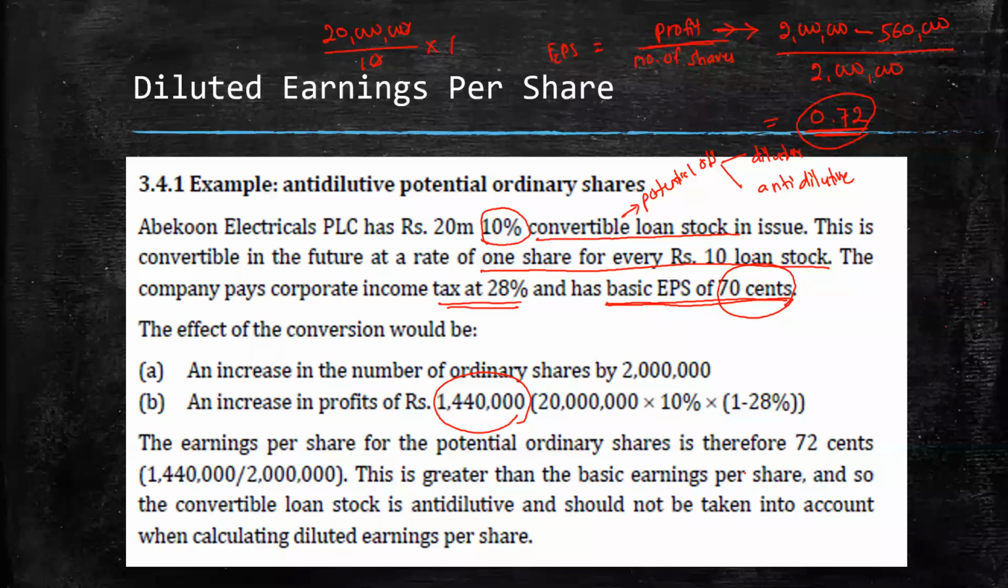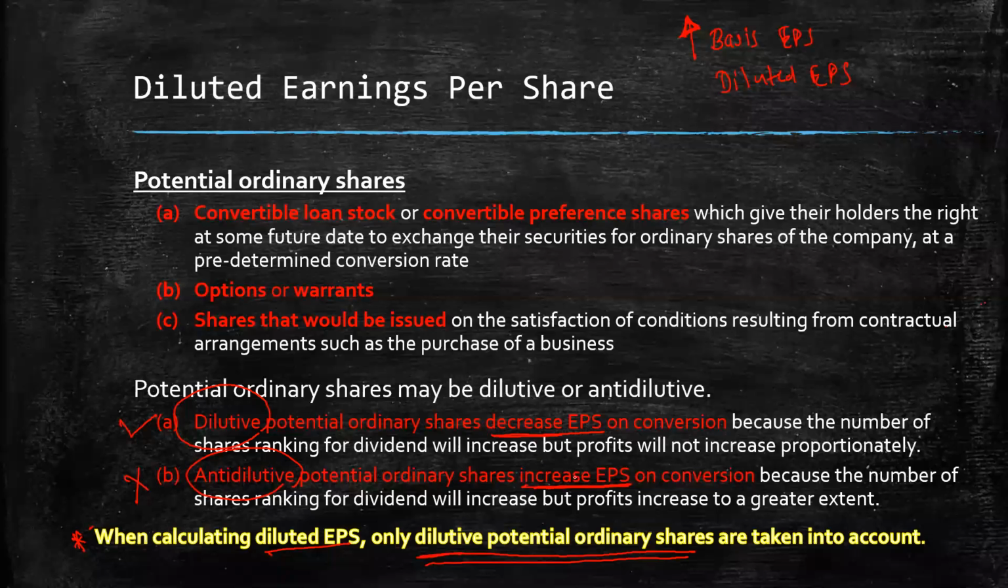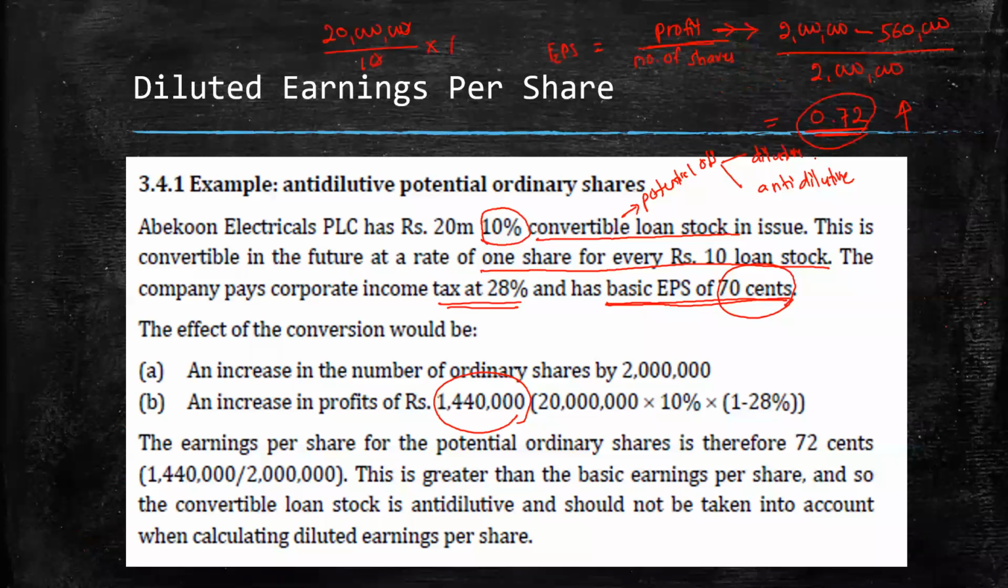Now tell me whether this potential ordinary share is a dilutive potential ordinary share or an anti-dilutive potential ordinary share. This has resulted in an increase in earnings per share. As a result of the conversion, we are experiencing an increase in earnings per share. Therefore, it is anti-dilutive. This is anti-dilutive, right?